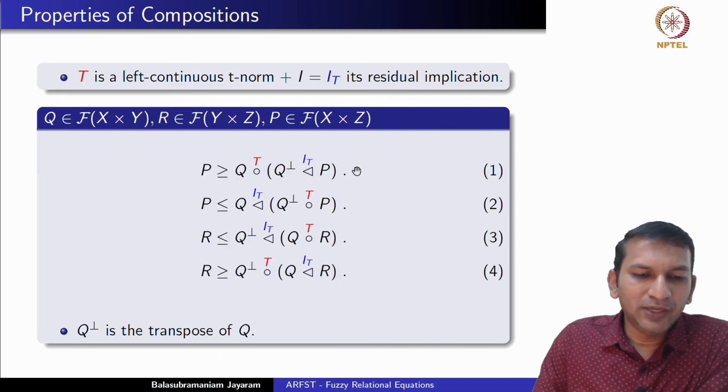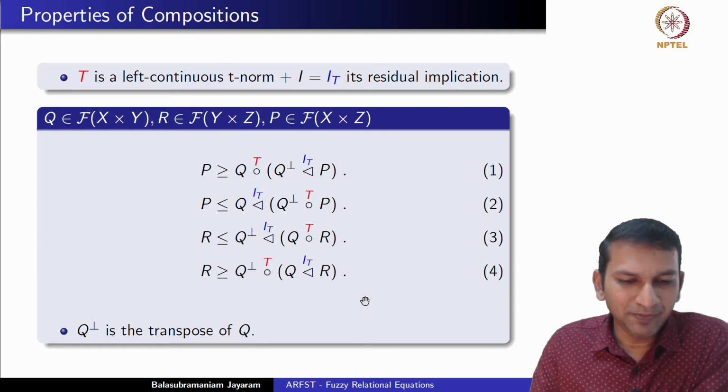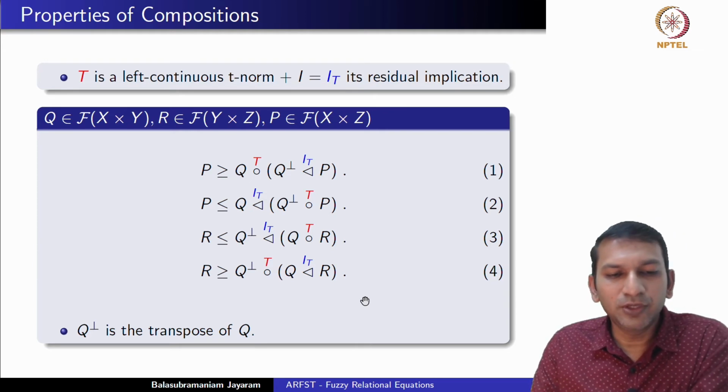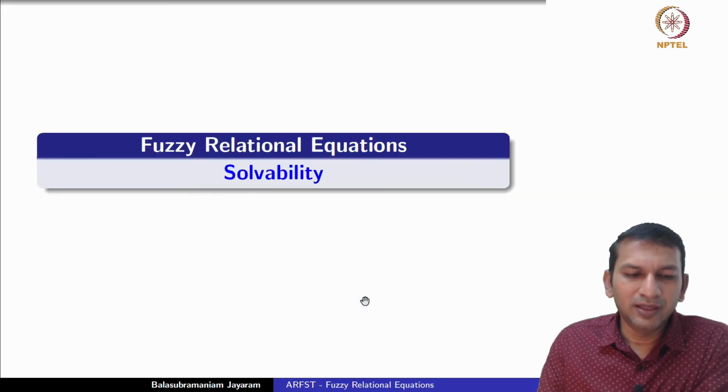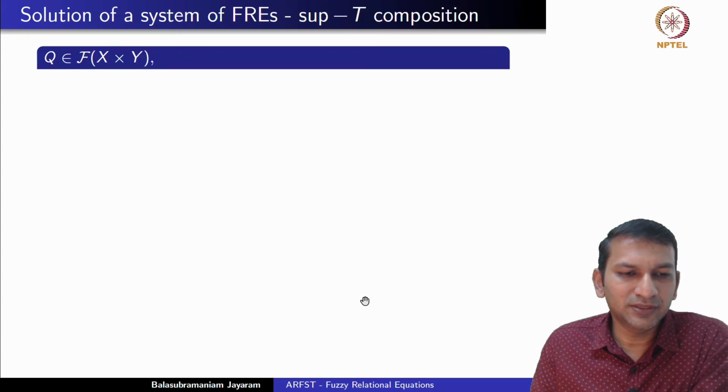We have seen the inequalities 1 and 3. The inequalities 2 and 4 can be proven similarly. Now let's look at how to put them to good use. Let's discuss the solvability of fuzzy relational equations.